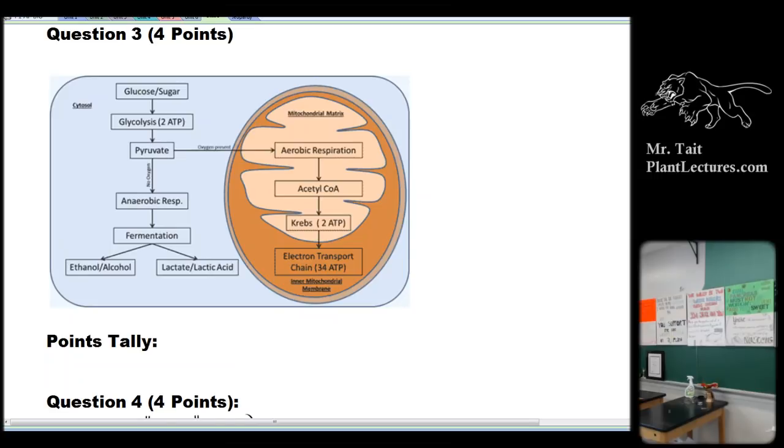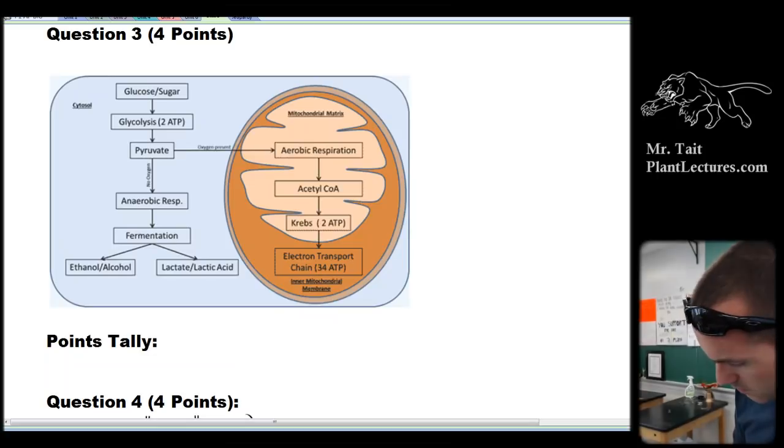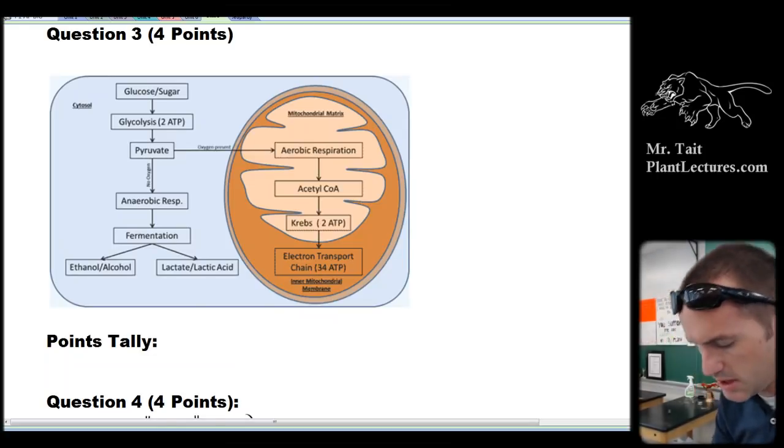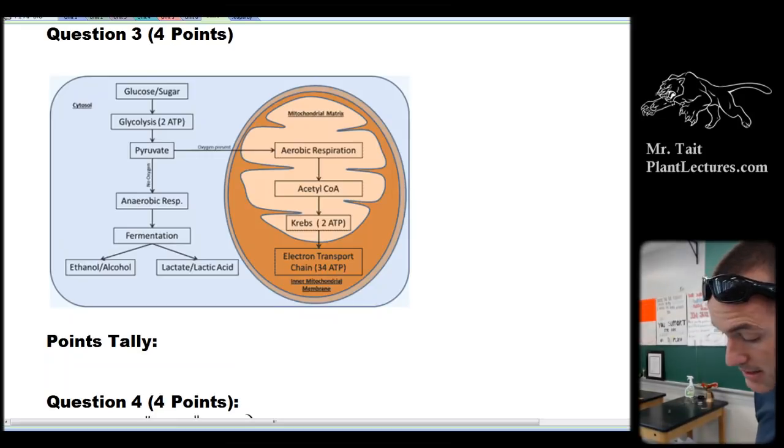Right. Okay. Question 3 was: the pyruvate dehydrogenase complex, or PDC, catalyzes the conversion of pyruvate into acetyl-CoA, a substrate for the Krebs cycle. The rate of pyruvate conversion is greatly reduced in individuals with PDC deficiency, a rare disorder. Identify the cellular location where PDC is most active.